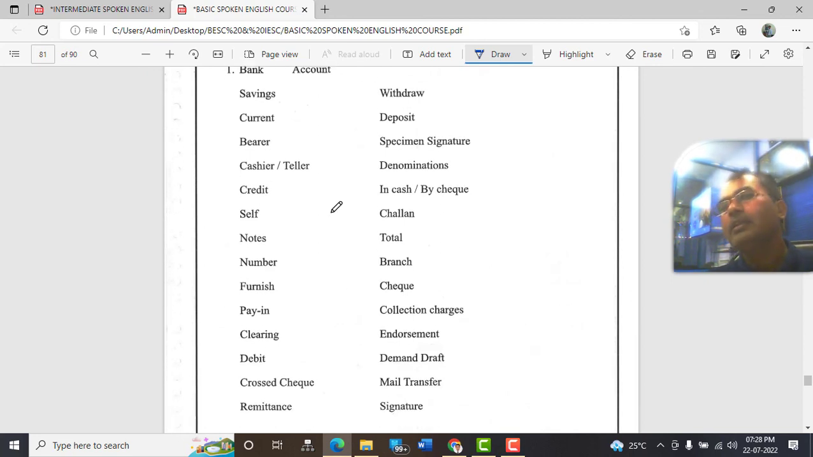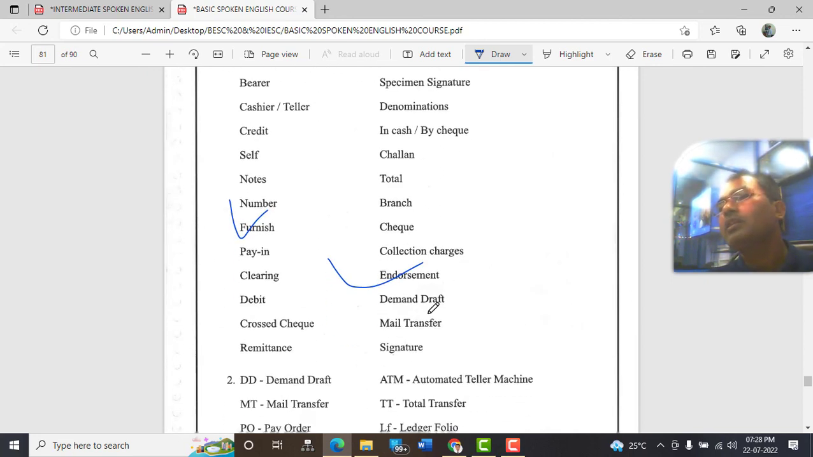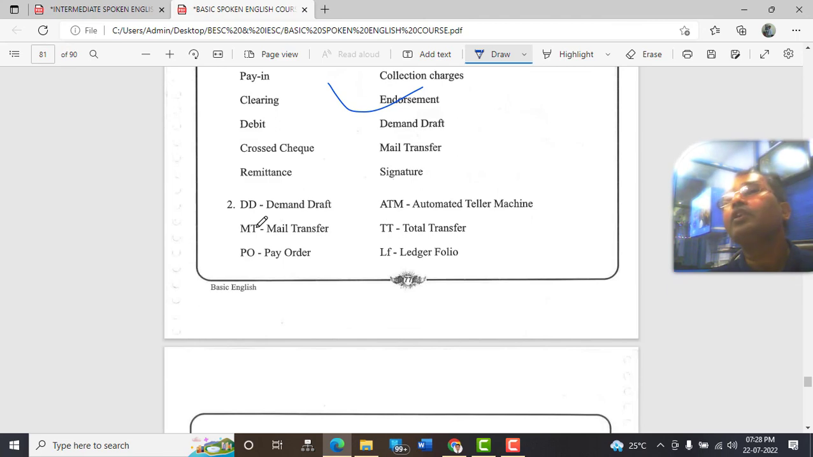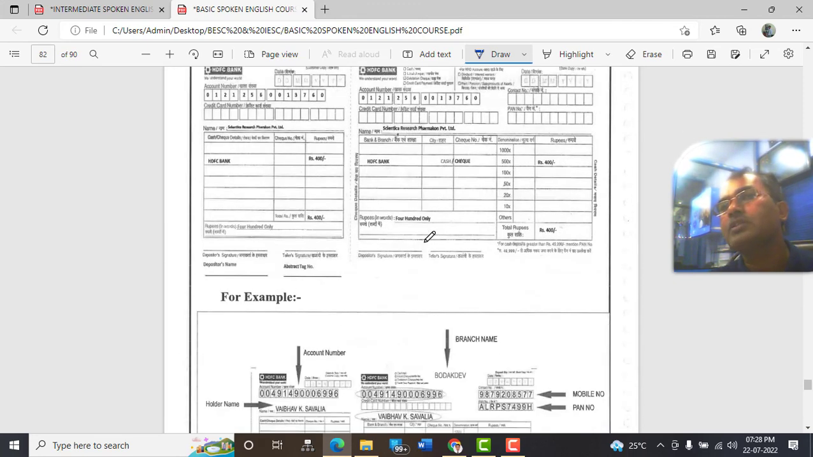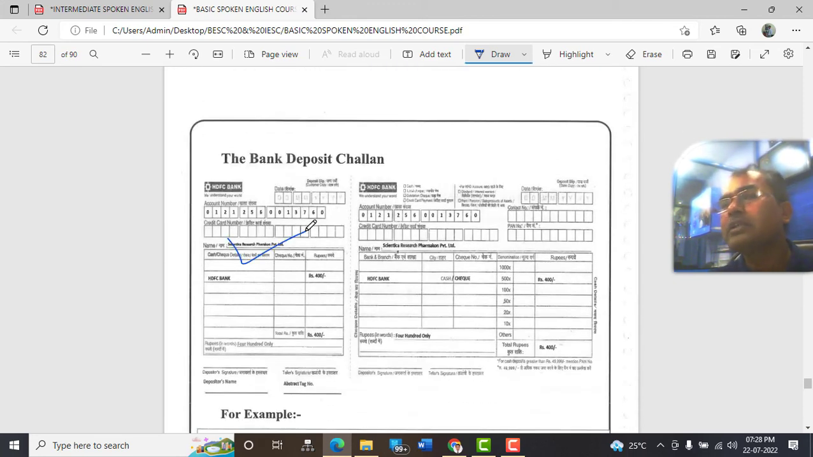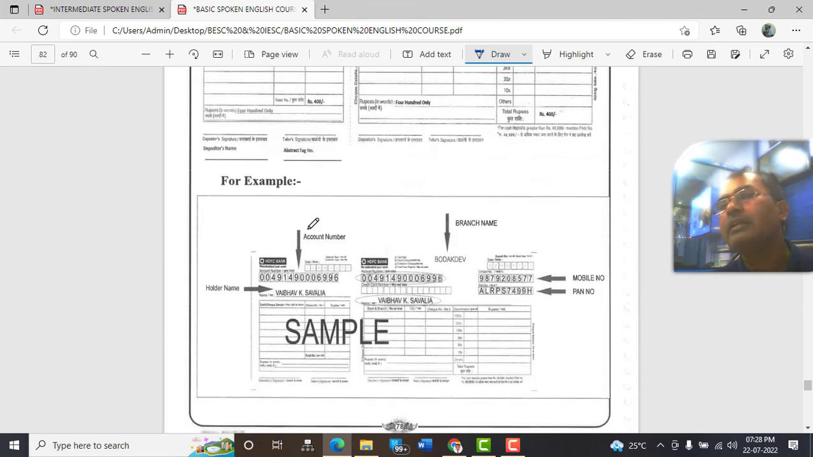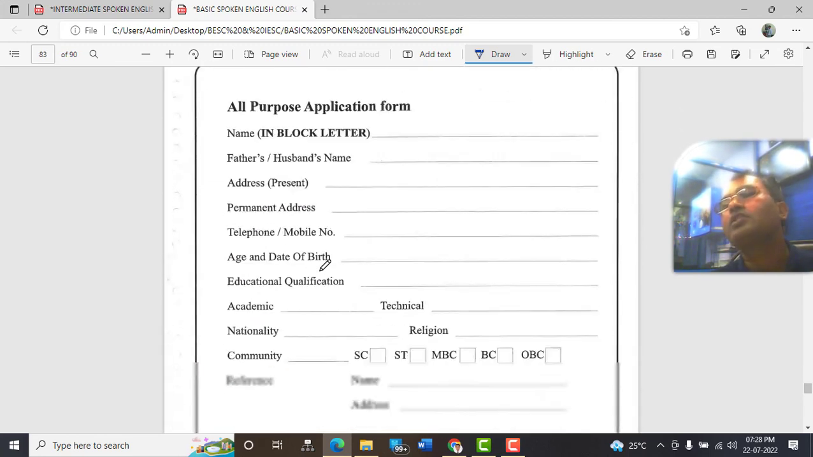Filling bank chalan, we will give you an idea what does all this mean, because most of them don't know how to read it. DD and Reno, MT and Reno, TT and Reno, LF and Reno, they will have these complications. We will ask you to deposit, how to fill up a bank deposit chalan latest. We'll give you a sample, ask you to do it.